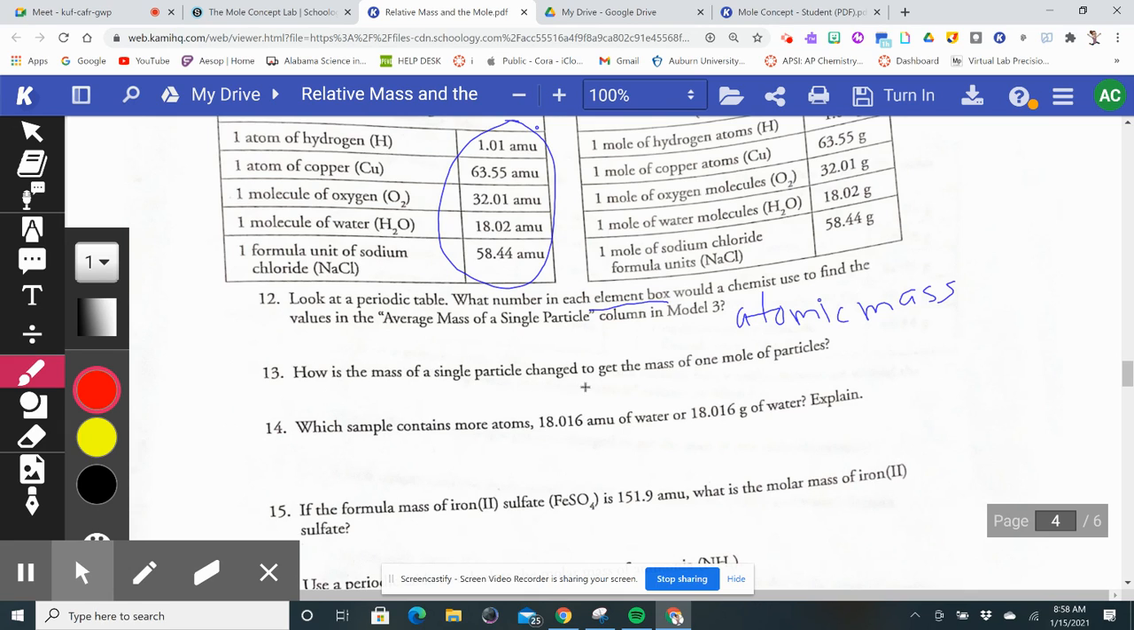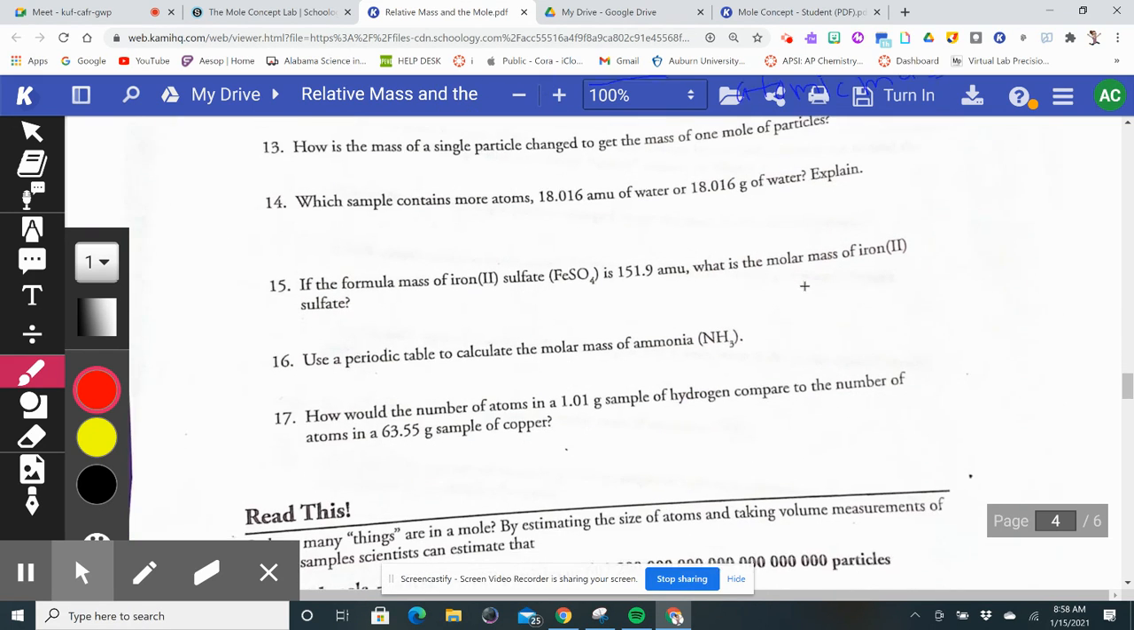How has the mass of a single particle changed to get the mass of 1 mole of particles? What did we do to get this to this? What do you think? Oh, did we already ask that question? We did. We already answered that question. Sorry, I'm not writing the answers and I'm forgetting where I'm at.